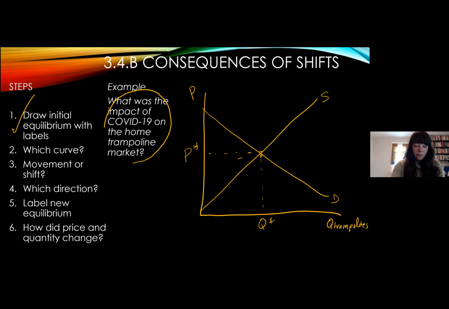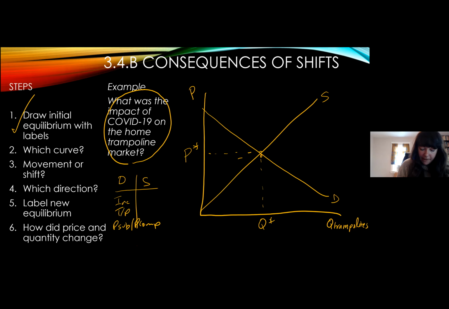Which curve does COVID-19 affect? So this is where you kind of want to have in your head a chart of all the things that will shift demand and supply. So for demand, remember it's like income, tastes and preferences, the price of substitutes and price of complements affects both of them, the number of buyers, the number of sellers, tax and subsidy, and then expectations. I know this is messy. And then for supply, instead of income, it's inputs, and instead of tastes and preferences, it's technology.